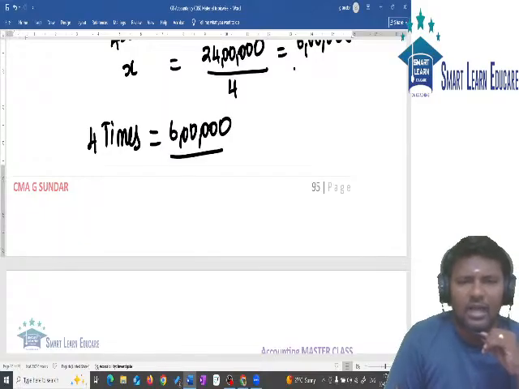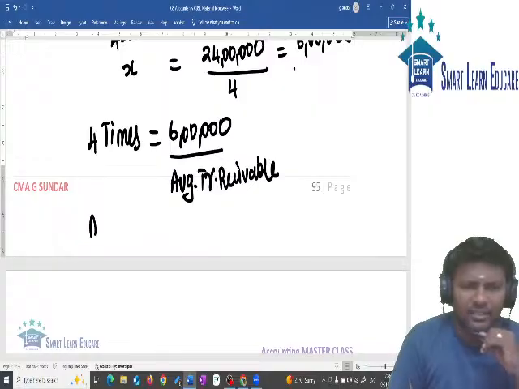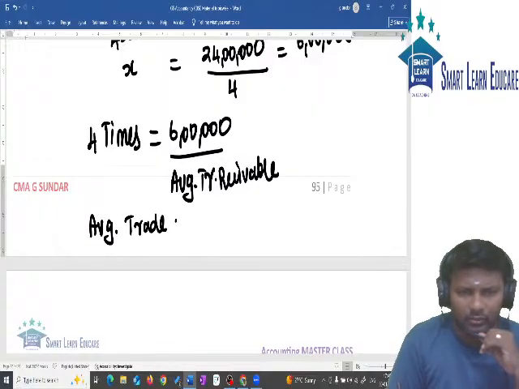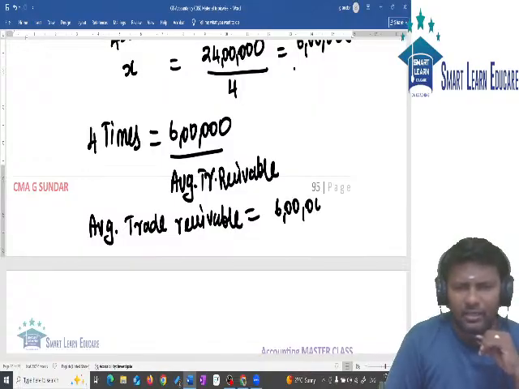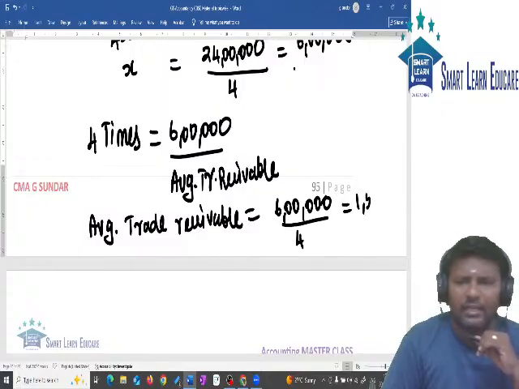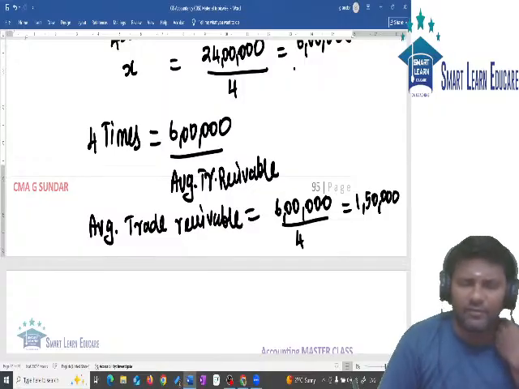divided by average trade receivable will give you average trade receivable. From this we can find out what is average trade receivable. Average trade receivable is equal to 6 lakh divided by 4. 6 lakh divided by 4 will give you 1 lakh and 50,000. Average trade receivable is 1 lakh and 50,000.